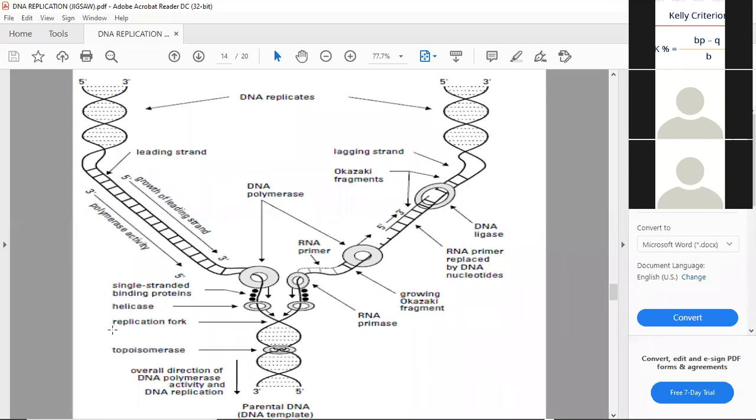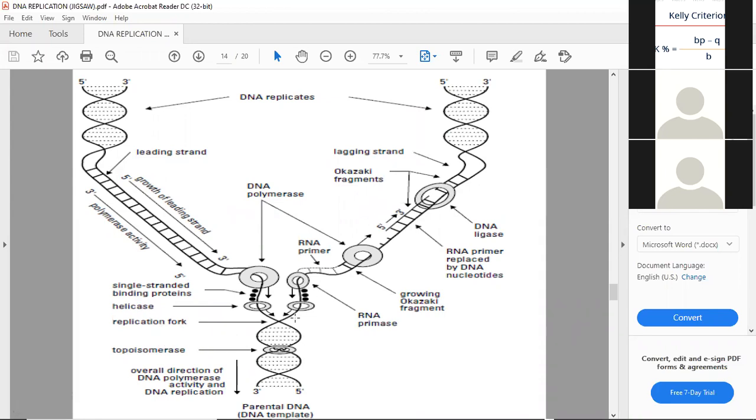Okay, so then we have topoisomerase. The topoisomerase prevents excessive coiling during replication and then rejoins them in a more relaxed configuration. So topoisomerase prevents supercoiling of the DNA molecule.